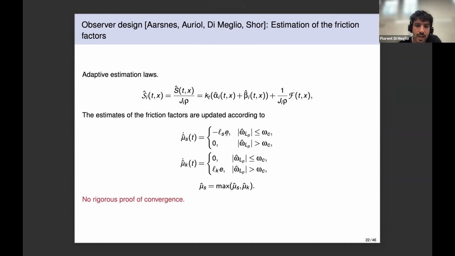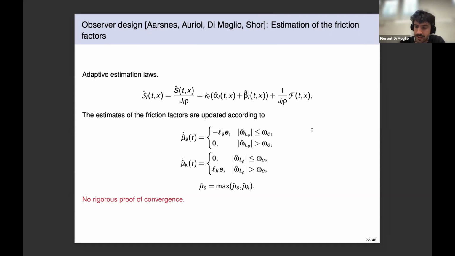And these conditions here are pretty straightforward. They basically say that if I think that I'm in a stick phase, then I'm only going to update my static coefficient. If I think that I am in a slip phase, then I will update my kinematic friction coefficient.